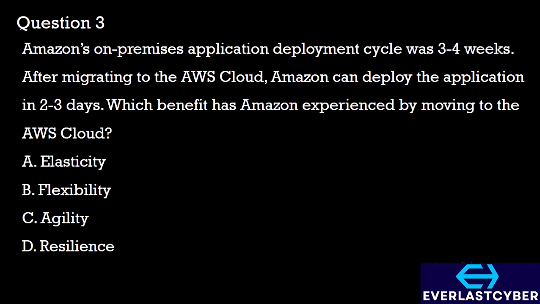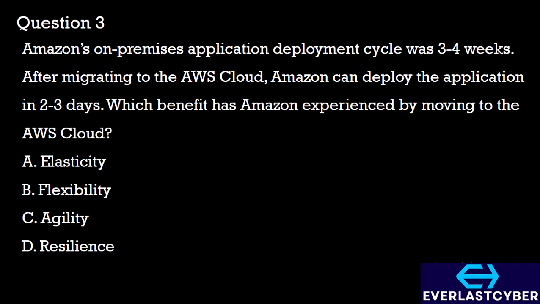Elasticity is the ability to automatically scale resources up or down depending on the demand. Flexibility refers to the ability to choose from a wide range of tools, technologies, and services to best suit your needs. However, it does not relate to deployment speed improvements. Agility, in the context of AWS Cloud, refers to the ability to quickly adapt and deploy applications, responding to changes and demands much faster than before. Resilience is the ability of a system to recover from failures and maintain availability, and this is different from reducing deployment times.